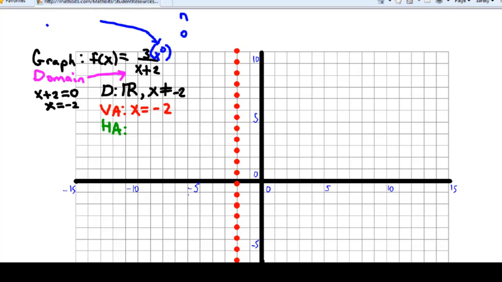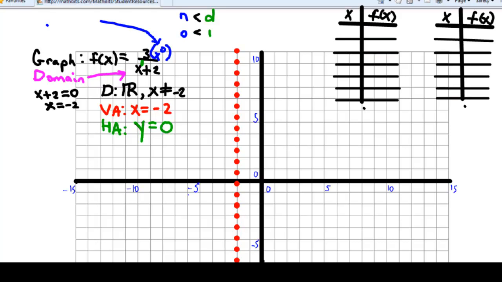Now for the horizontal asymptote. The degree of the numerator is 0. Since there is no x on top, then the degree on that x has to be 0. X to the 0 power is 1. So this is understood to be 0. The degree in the denominator is 1. Since the degree in the numerator is less than the degree in the denominator, our horizontal asymptote is y equals 0. Draw that line on the graph.